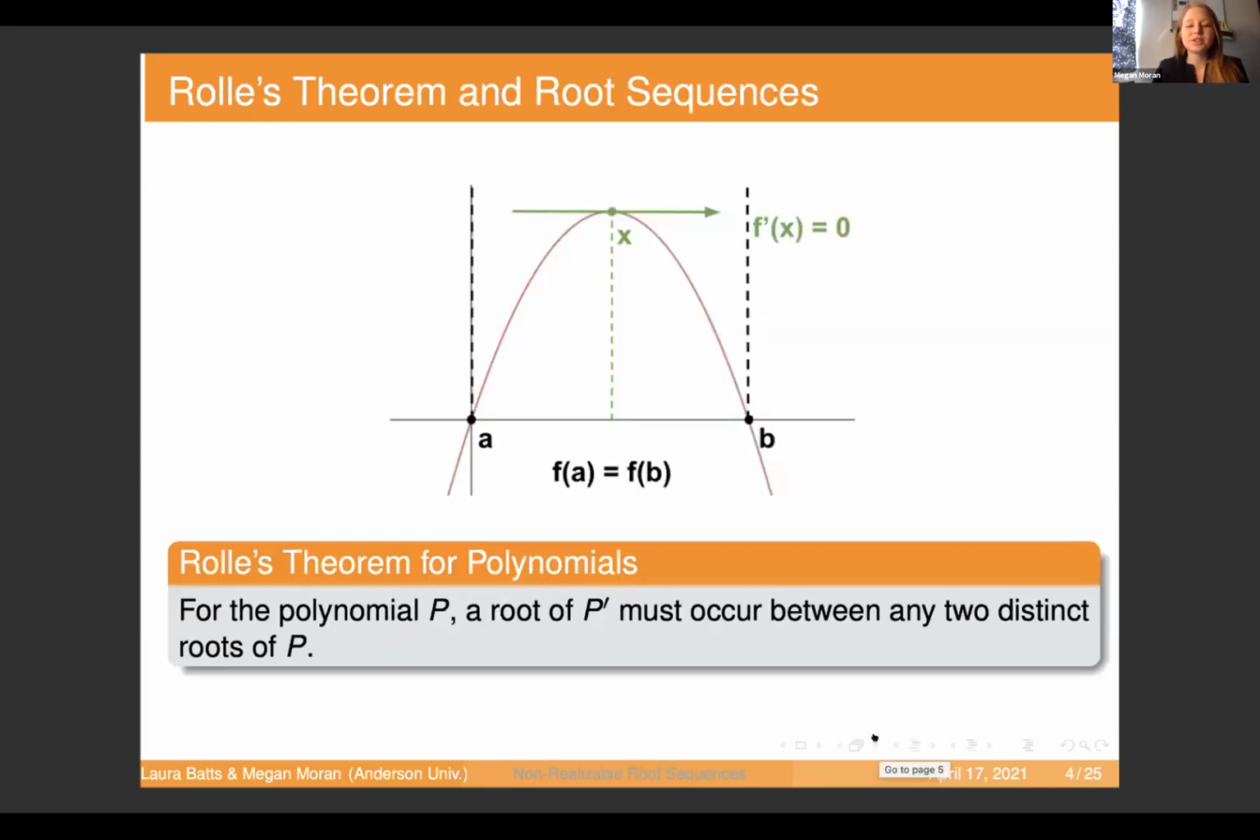And so we want to look at how Rolle's theorem, which is going to be one of our main theorems here that we use to prove, relates to polynomials. And so we have this graph here that shows for the polynomial p, a root of the first derivative must occur between any two distinct roots of p. So this is taking that fundamental Rolle's theorem that we learned in calculus and applying it directly to our polynomials. And we see that there must be a root of the first derivative, indicated there by that green x, in between two roots of our polynomial indicated by a and b there.